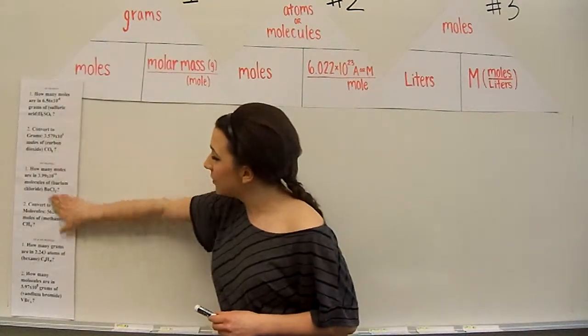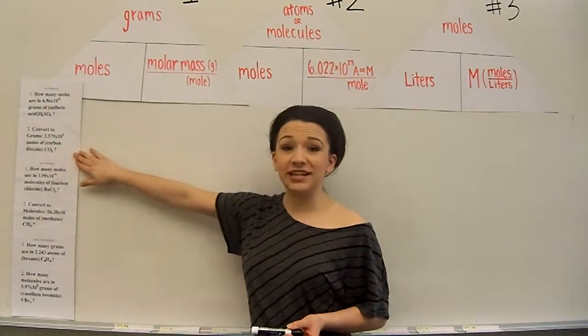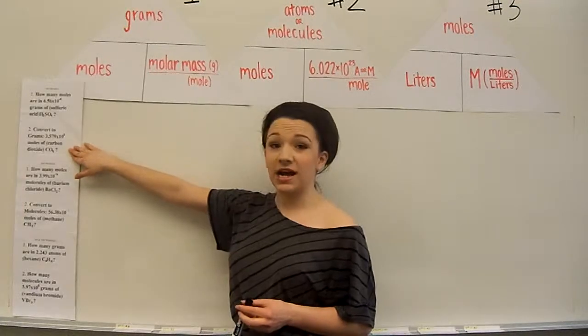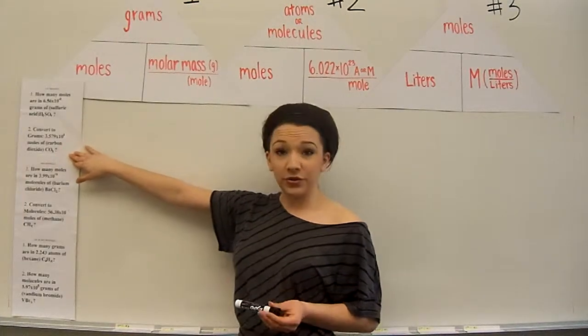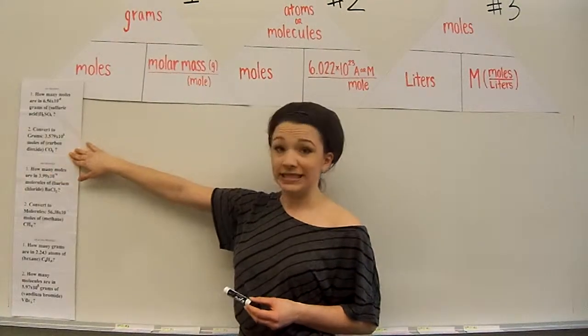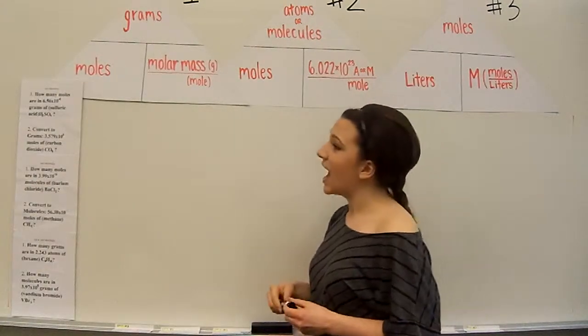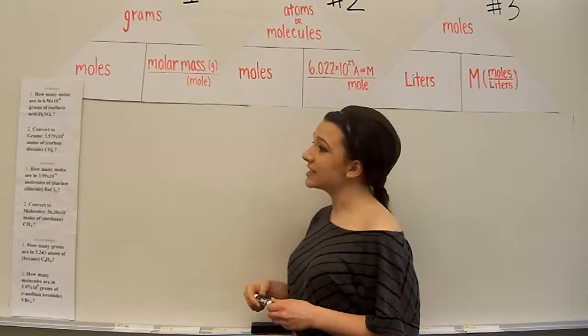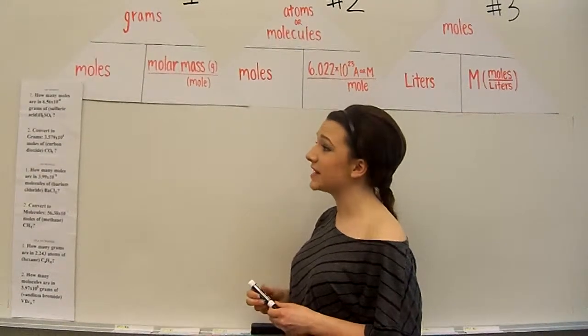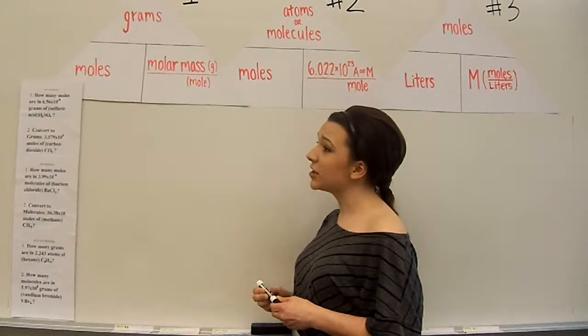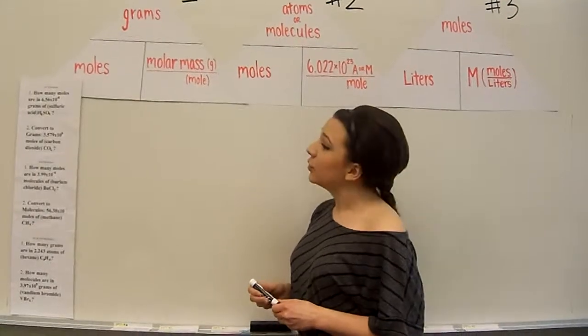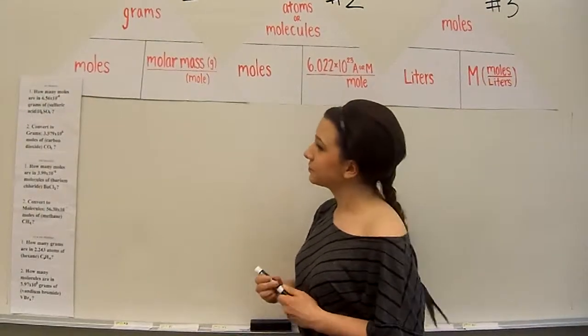I have the problems written right here. I understand that you may not be able to see them as well as I can, which is why I included them on the PowerPoint before the link to this video. So for the first problem, it says, how many moles are in 6.56 times 10 to the negative third grams of sulfuric acid, which is H2SO4.